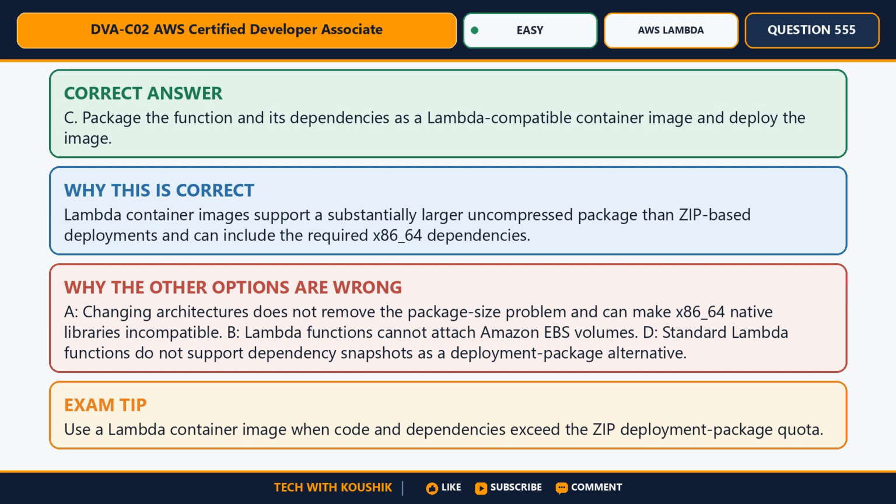A. Changing architectures does not remove the package size problem and can make x86_64 native libraries incompatible. B. Lambda functions cannot attach Amazon EBS volumes. D. Standard Lambda functions do not support dependency snapshots as a deployment package alternative. Exam tip: use a Lambda container image when code and dependencies exceed the zip deployment package quota.